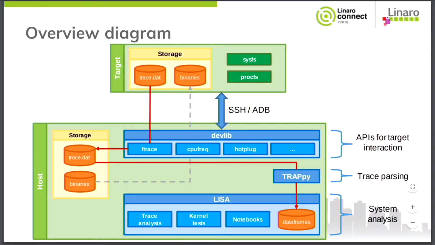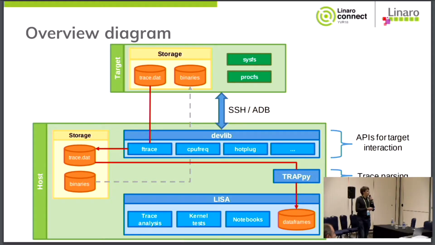So for instance, for ftrace, instead of manually fiddling with trace-cmd, you have an interface where you just do start and stop, and behind the scenes, it will copy trace-cmd to the target, start the collection of the trace with the events you specified, and will copy that back to your host, and you have your trace ready to use.